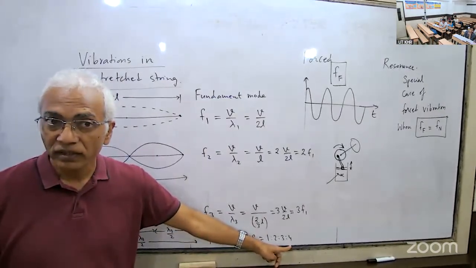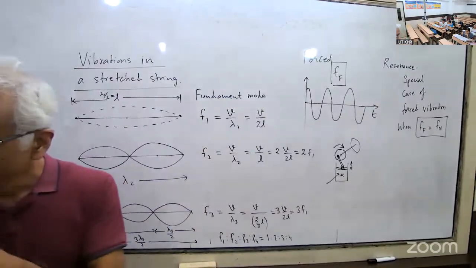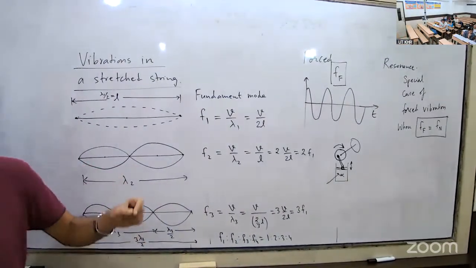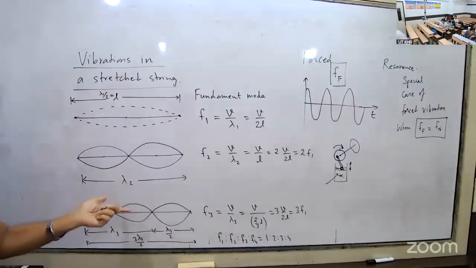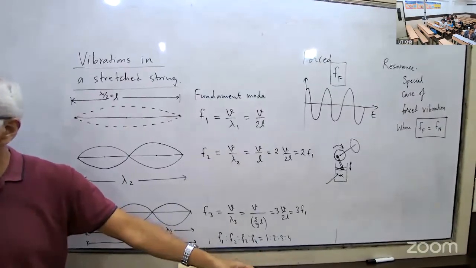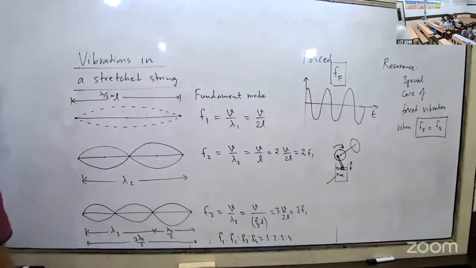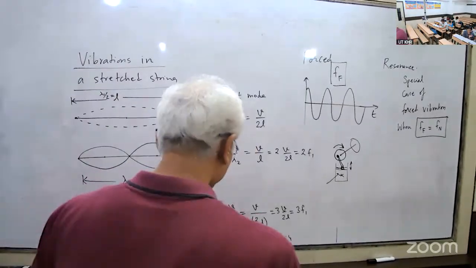Is that clear? So when you read the textbook, you will find this somewhere. Whenever the sound vibrations are caused in a stretched string, you get frequencies in the ratio of 1:2:3. Okay? Numericals come on this, that is why I am explaining.